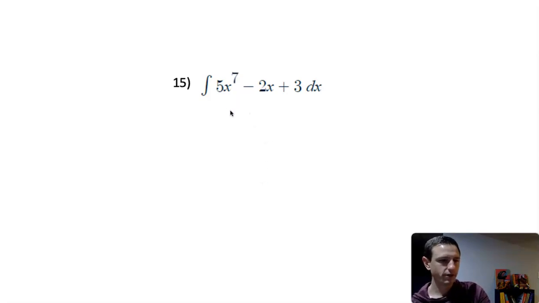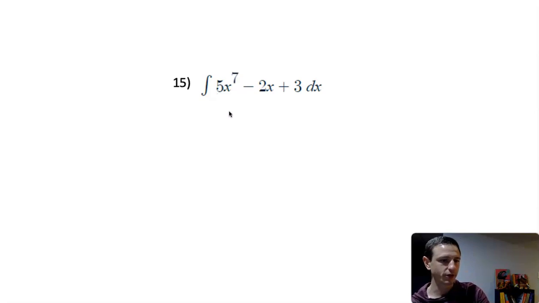What we want to integrate here is 5x to the 7th minus 2x plus 3 dx. So we can think of this problem as two different things. We can separate this into three separate integrals using just the sum and difference properties. Just like how if we were taking the derivative of this whole entire statement, we would take the derivative of each individual term and then tack it all together at the end.